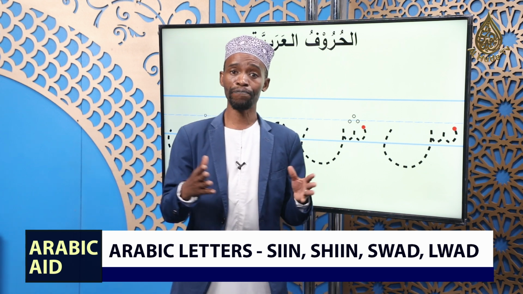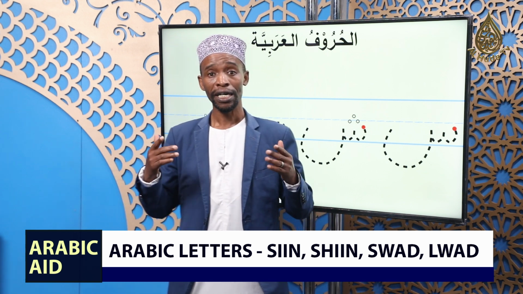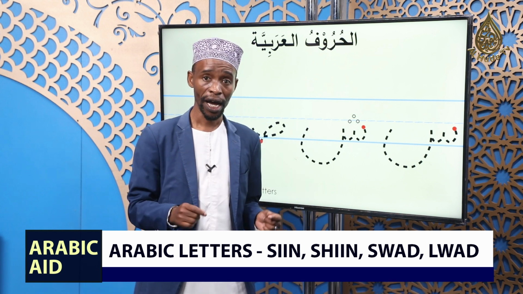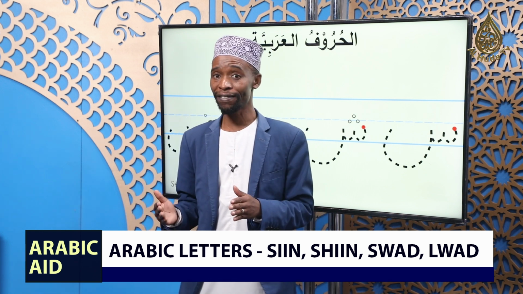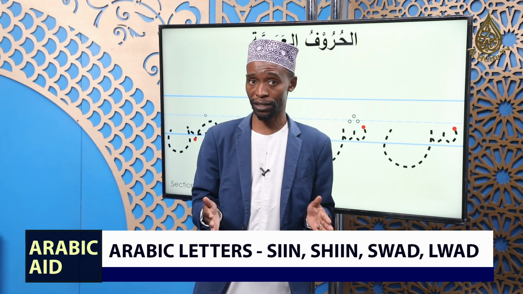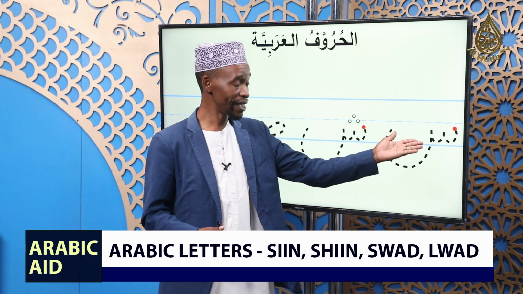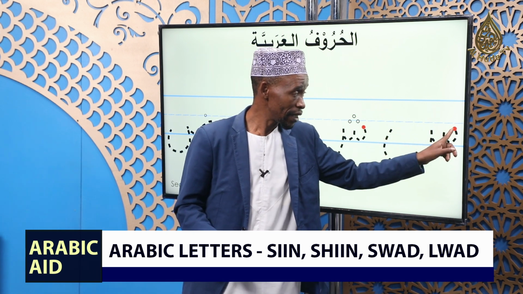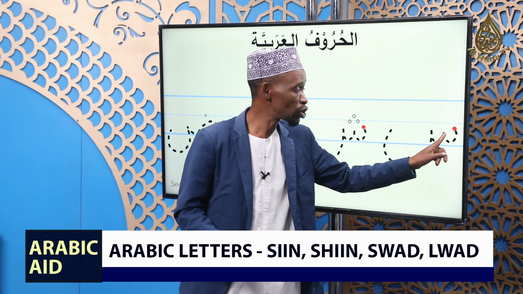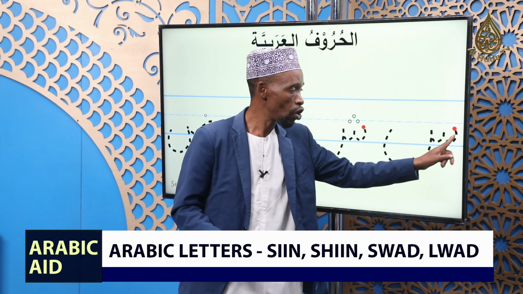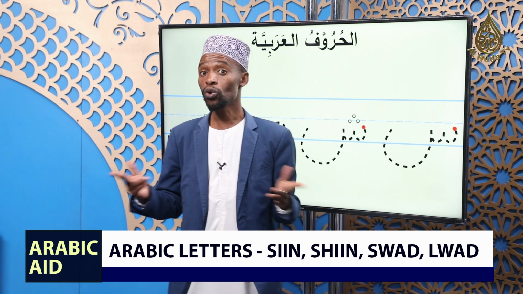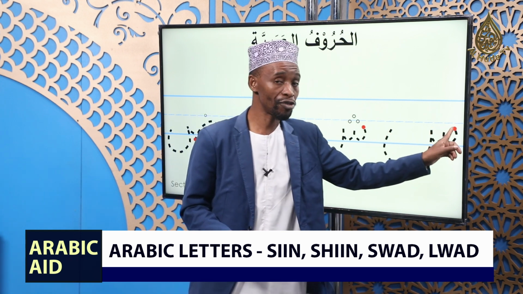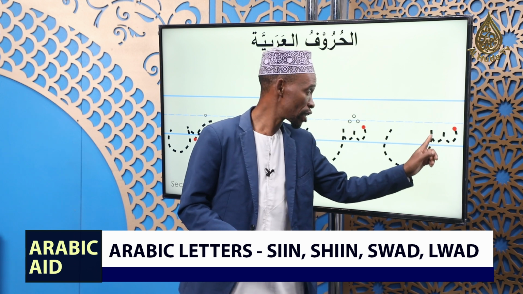We are writing paired letters, which are Siin and Shiin, and then Swad and Lwad. We are also going to place them in the dotted and the undotted letters categories. Starting with Siin, we said its shape is like two sharp waves with a big dip. Always start writing from the right side going to the left.